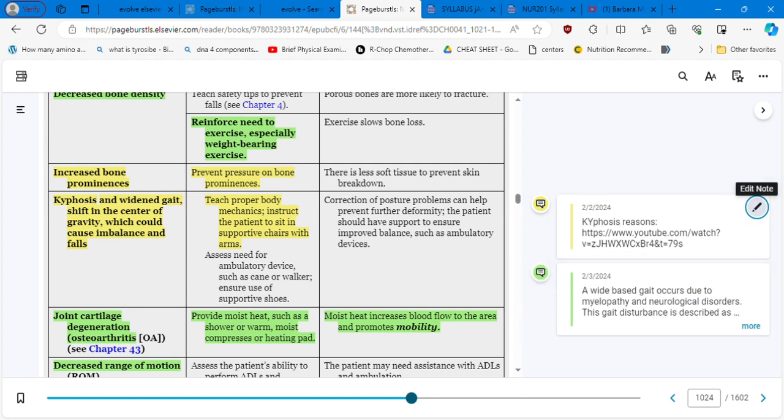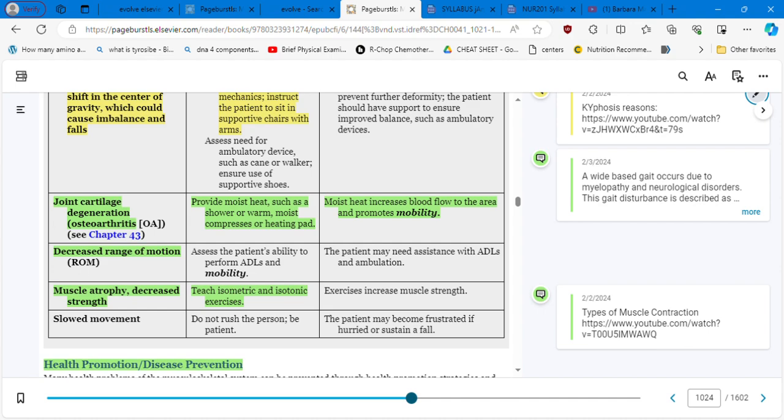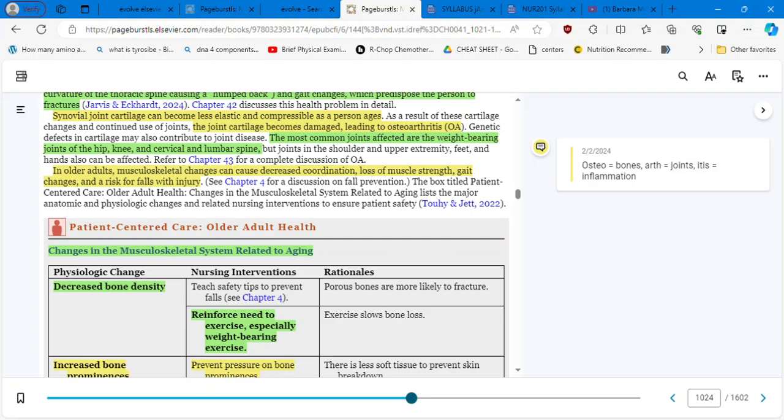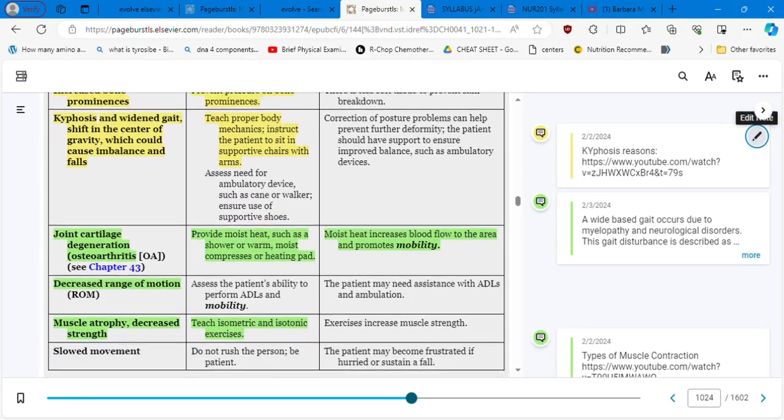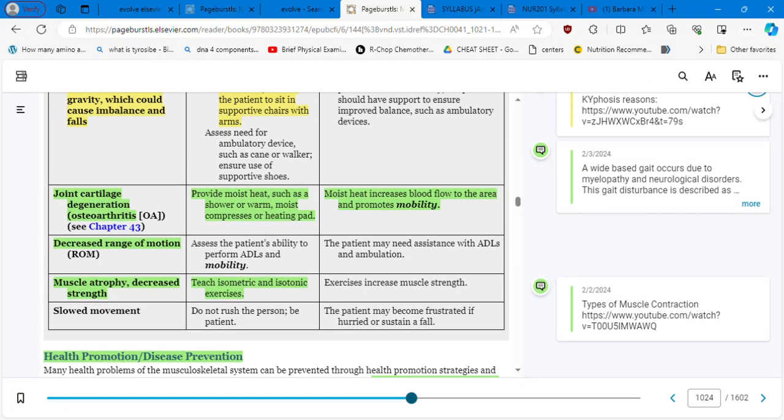So, joint cartilage degeneration, osteoarthritis. Remember, we are talking about changes in the musculoskeletal system related to aging. Joint cartilage degeneration or osteoarthritis: you need to provide moist heat, such as a shower or a warm, moist compress or heating pad.